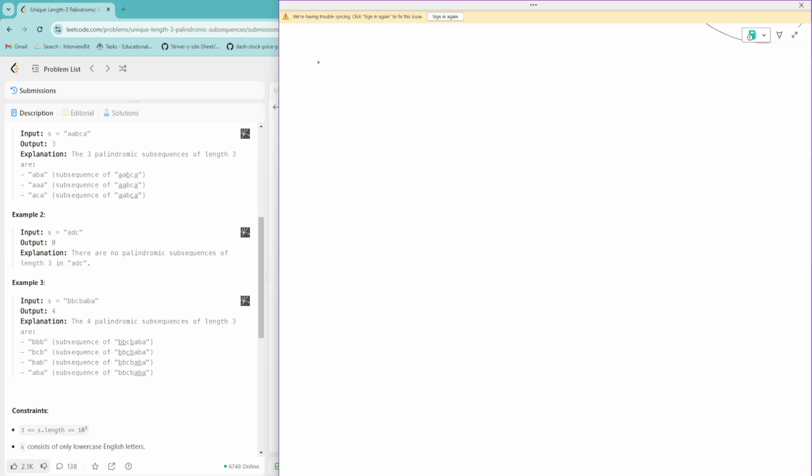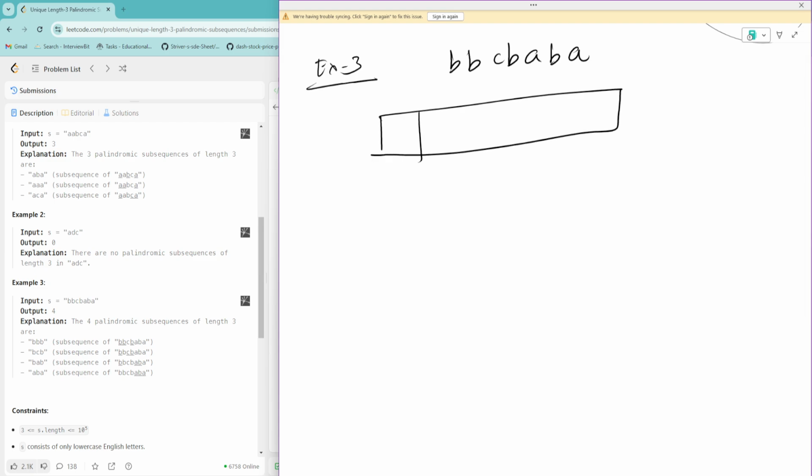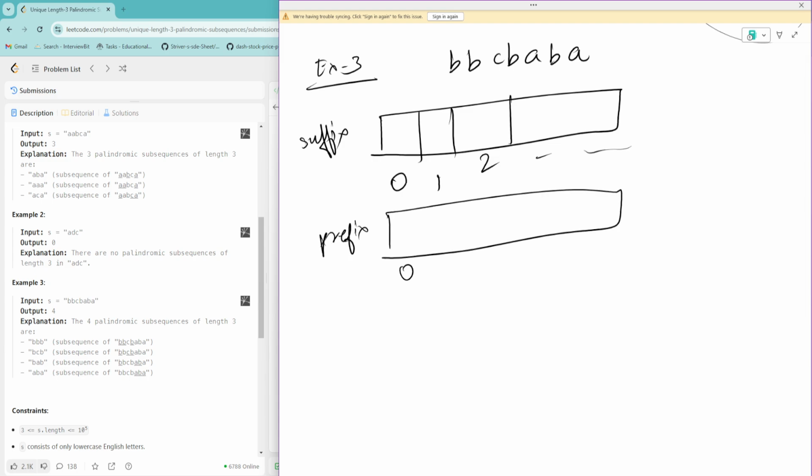Now, this is an interesting test case, Example 3: B B C B A B A. We have the suffix with 0 1 2 up to 25, and then a prefix with 0 1 2 up to 25, all 0. For the suffix initially, we increment the counts. So we have 4 B's, 2 A's and 1 C. All of them would be 0 in the prefix.